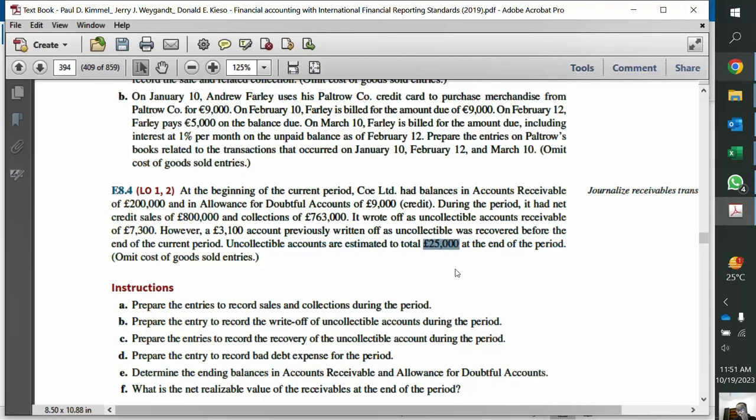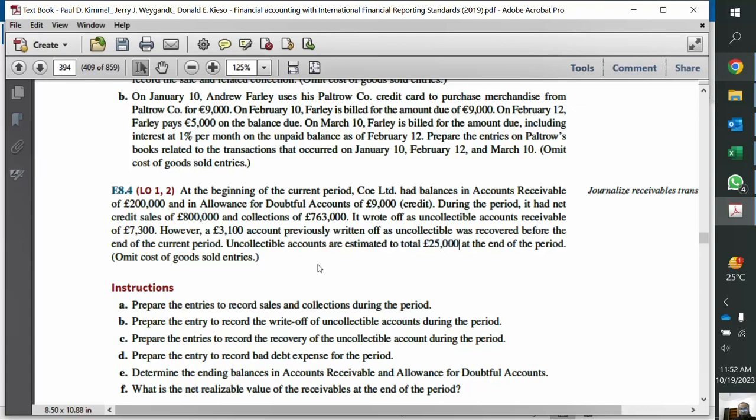So now I have to do some working. I cannot record entries simply by this amount, right? Because the uncollectible accounts are estimated. So out of the total accounts receivable, this much has to be uncollected. It means the allowance for bad debts or allowance for doubtful accounts balance after the adjusting entry should be this one on the credit side, right?